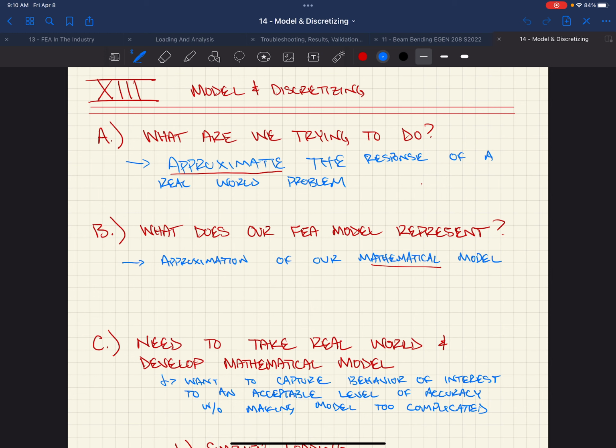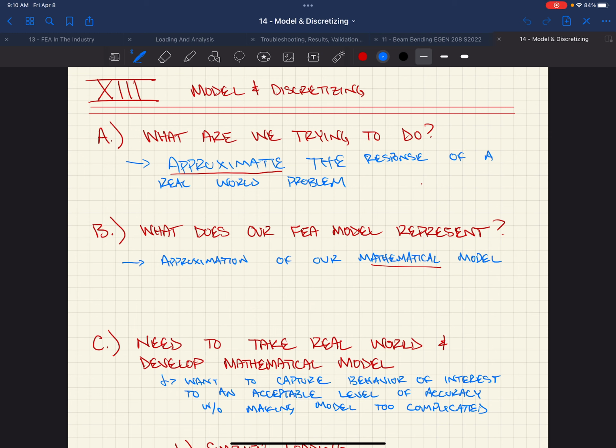Homework is due today. Don't forget that as well. So what are we trying to do with this whole modeling thing when we're actually implementing in visual analysis? Right? We're approximating the response of a real world problem. What does our FEA model represent? An approximation of our mathematical model, right?